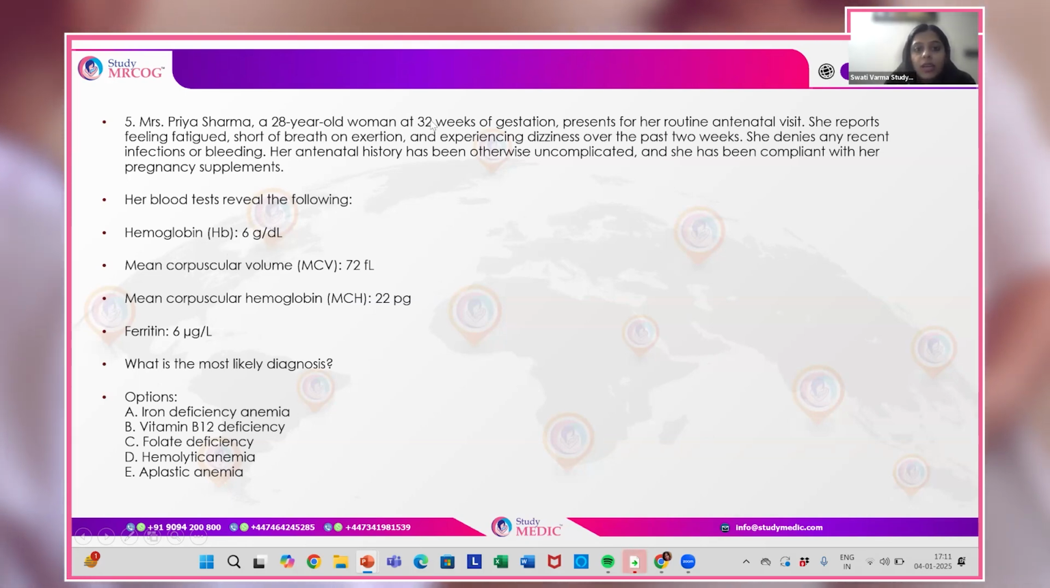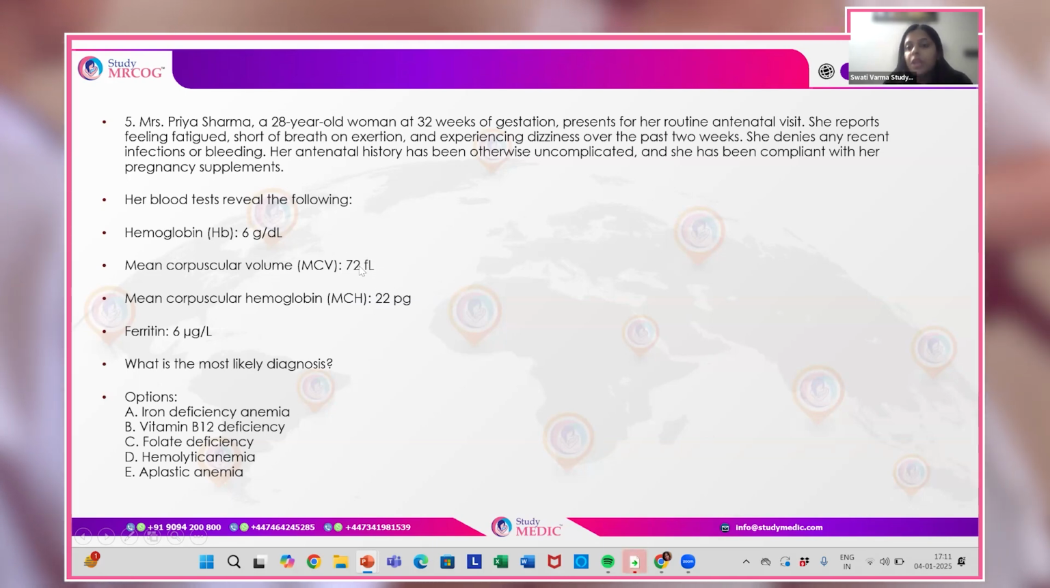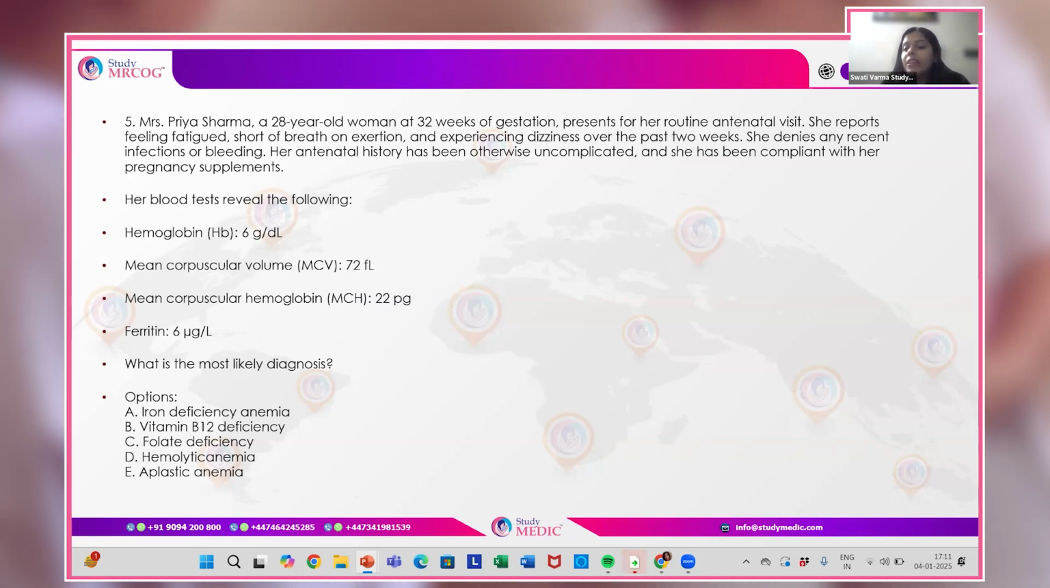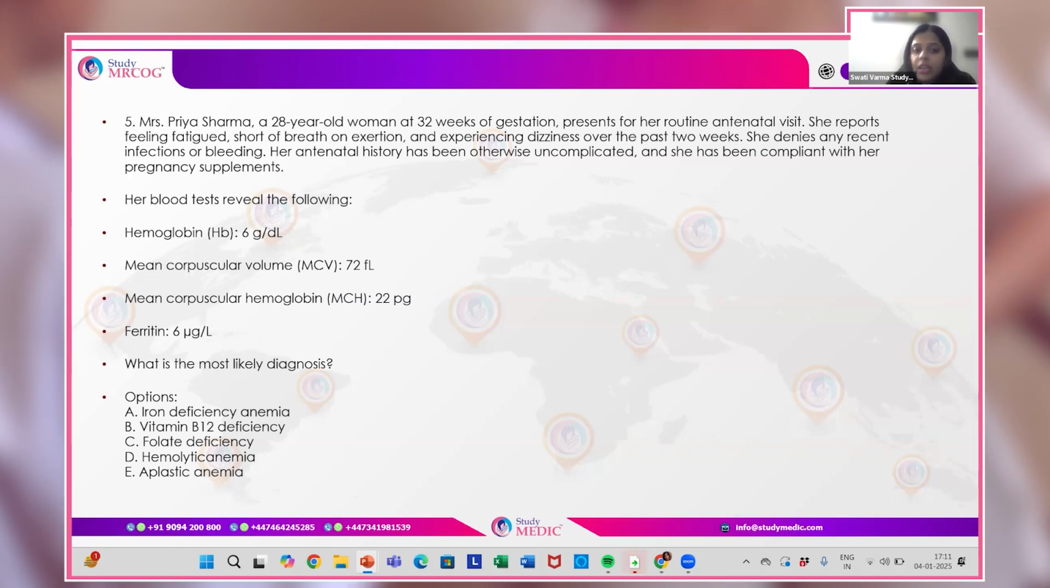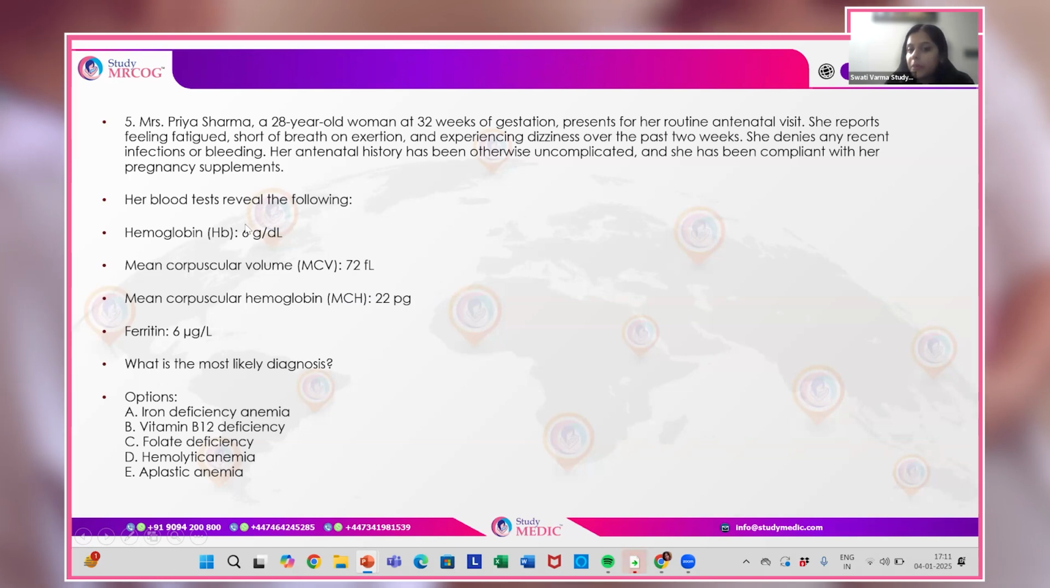So this is catchy. 32 weeks, hemoglobin quite low, MCV 72 fL. Now, don't worry, the normal values are always provided in exams. So normal MCV as such is 80 to 100 femtoliters. So here MCV is low, microcytic. MCH again is 22 picograms. Normal MCH is 27 to 32 or 33. So here MCH is also low, so hypochromic. So microcytic hypochromic anemia. The patient is presenting with microcytic hypochromic anemia.